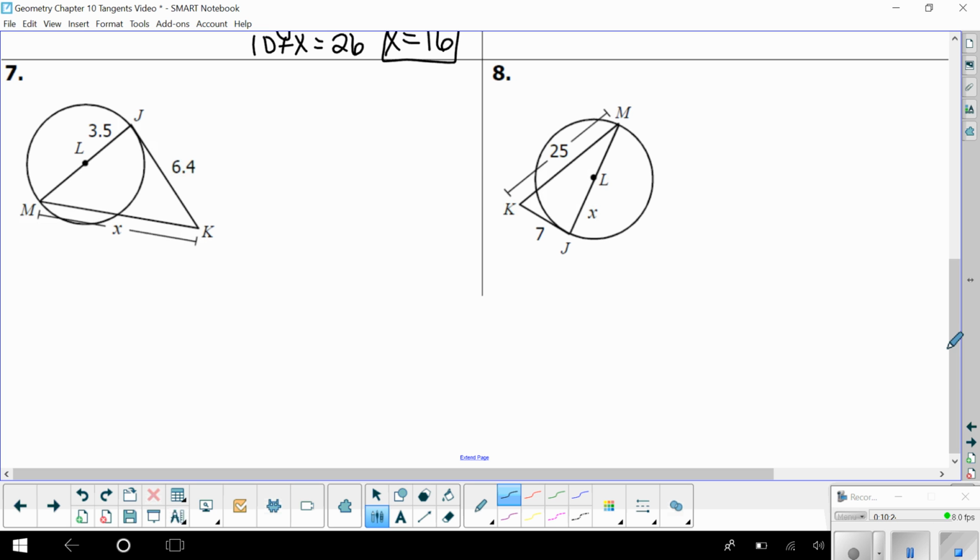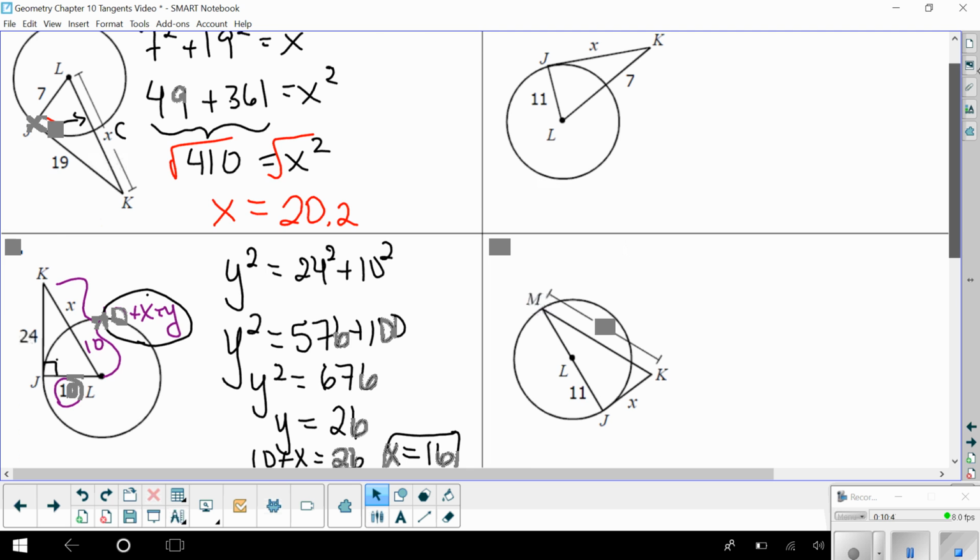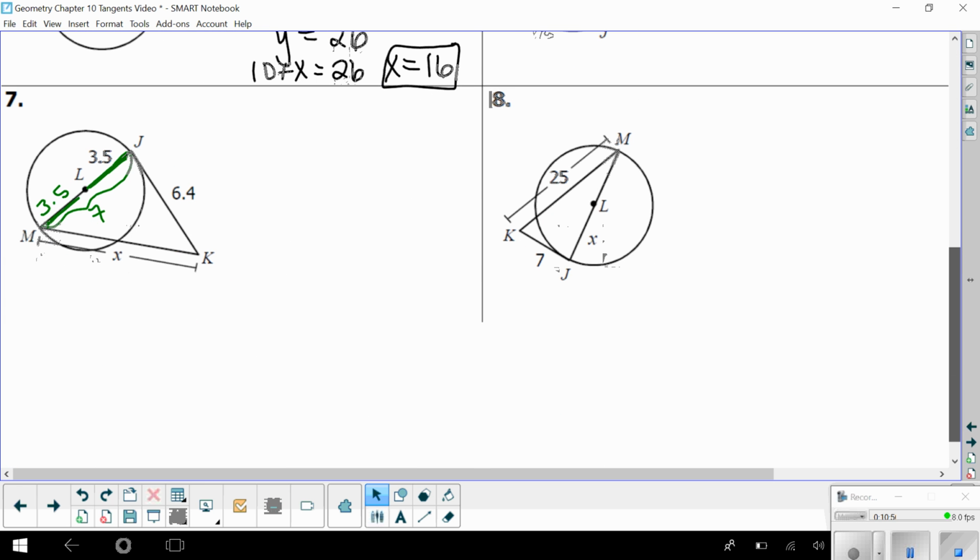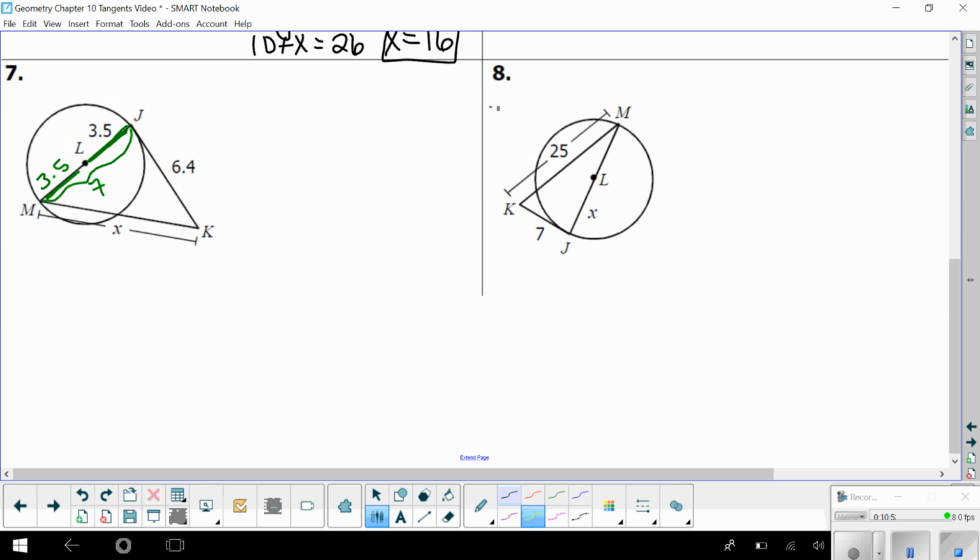Let's look at number 7. If this right here is 3.5, then this right here is also 3.5. So this whole thing is 7. And if we go back up here, it said that JK is tangent. So JK is tangent to the circle, which means this right here is my right angle.